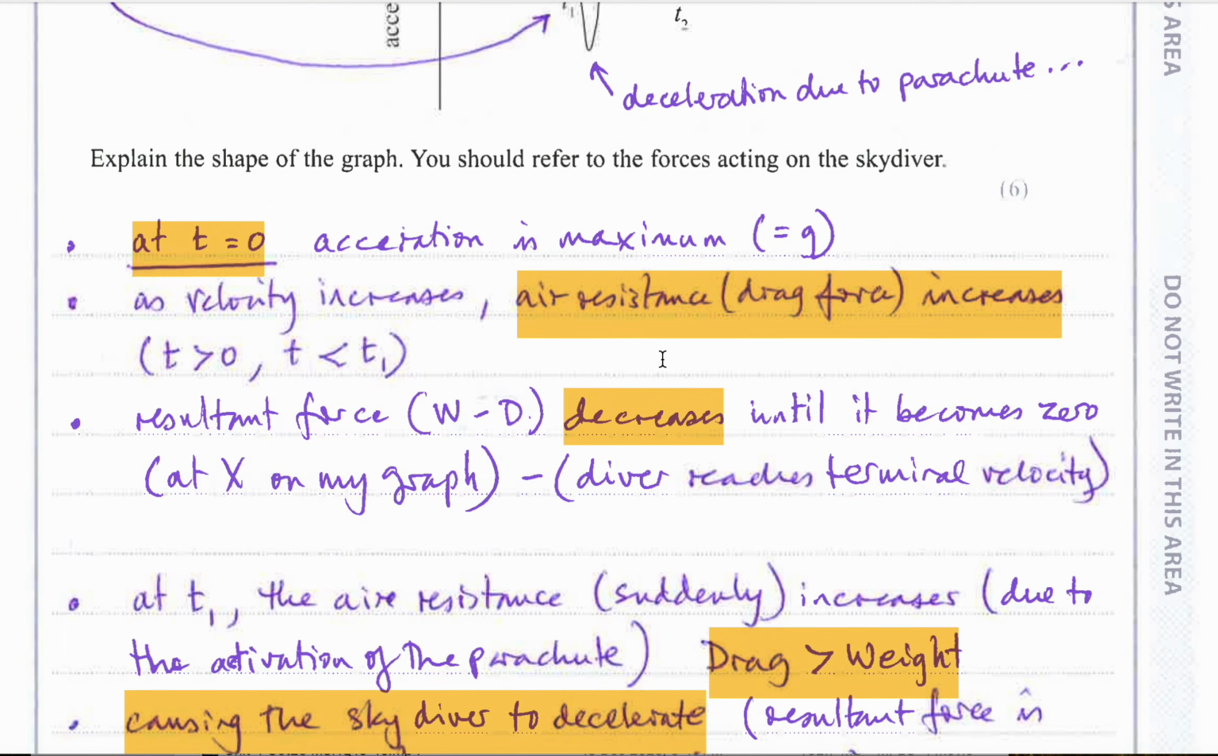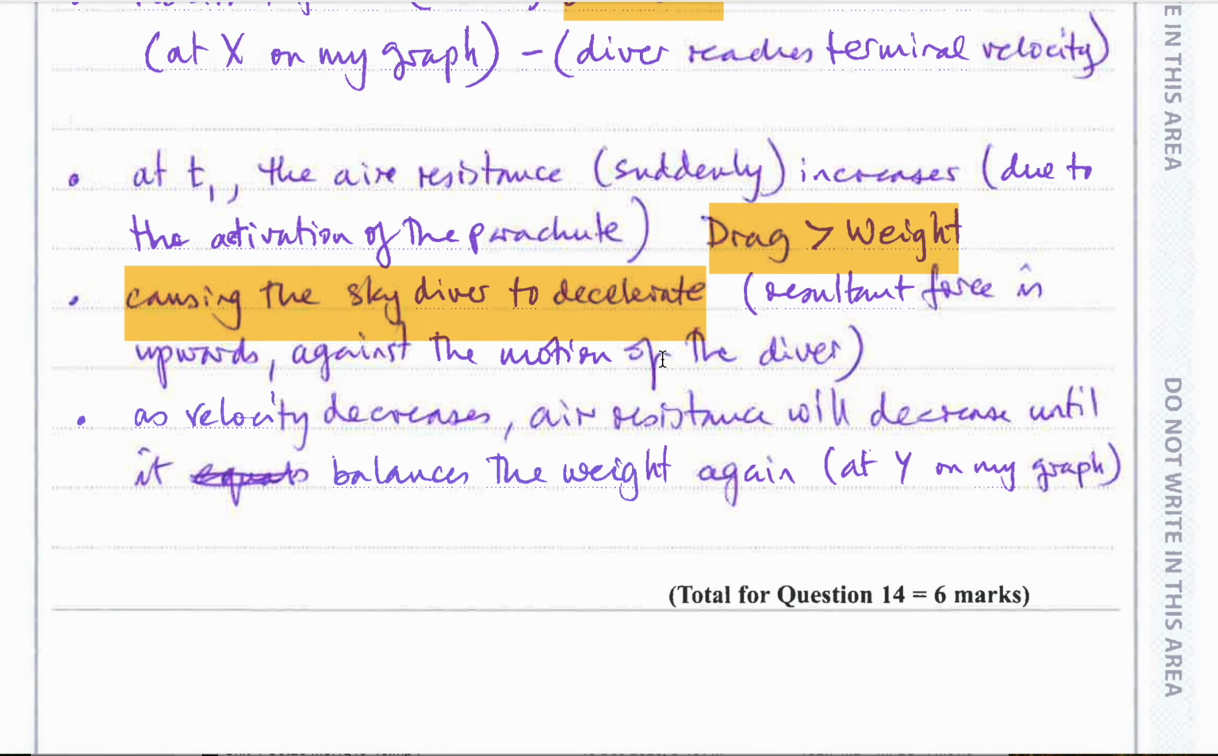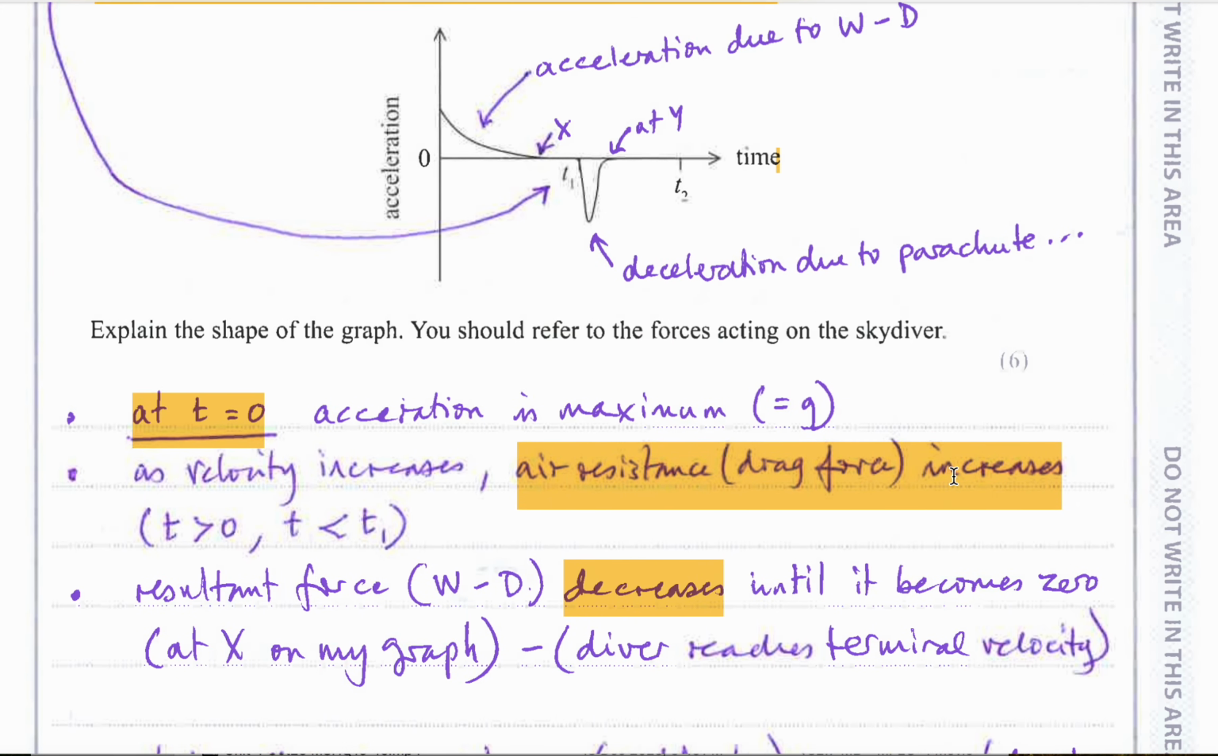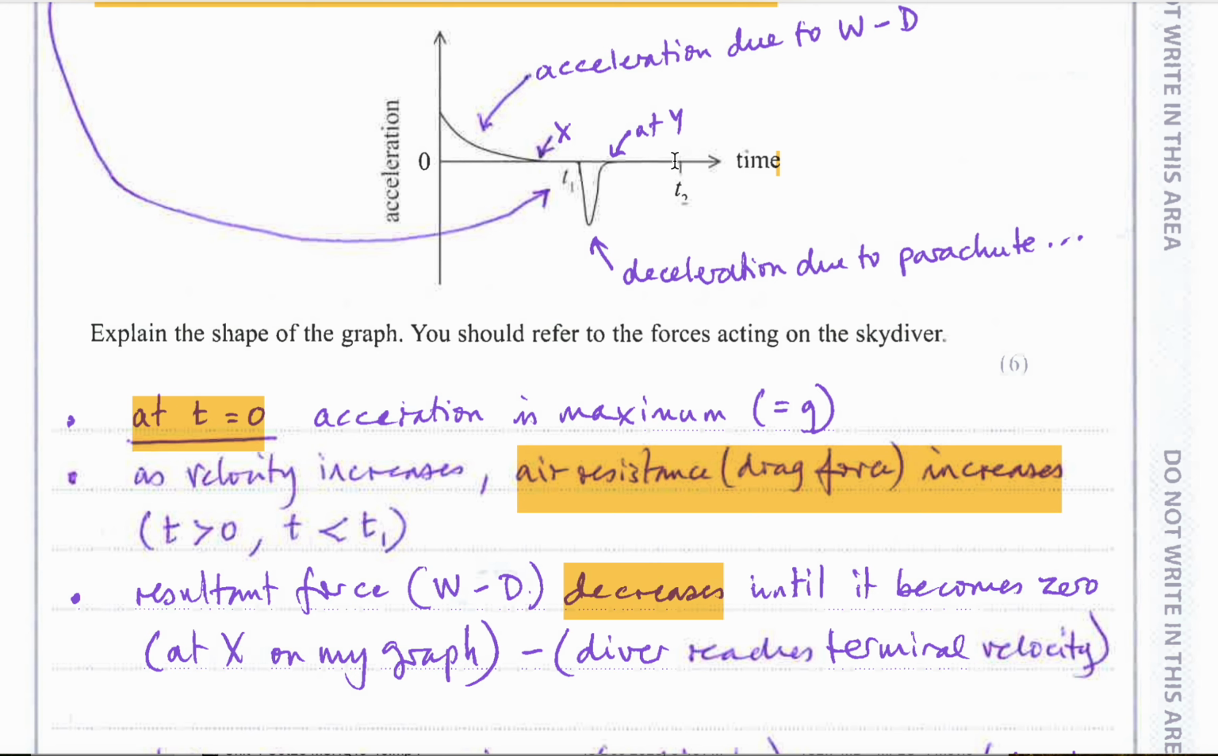Okay? So I hope that makes sense. As the velocity decreases, air resistance will decrease until it balances the weight again. So remember, we want the drag to get back down to the weight, and that's why on the graph it reaches a new terminal velocity. Okay, and that's how you slow down.